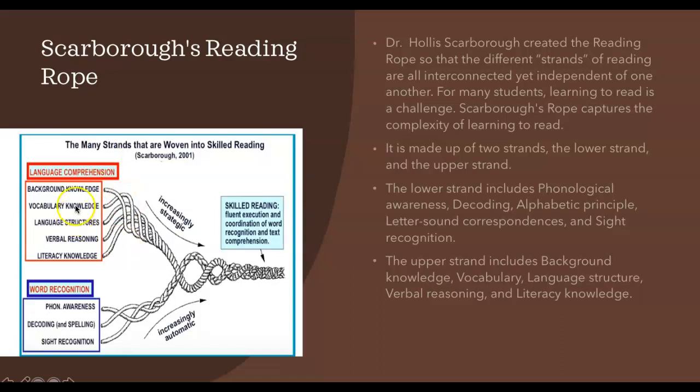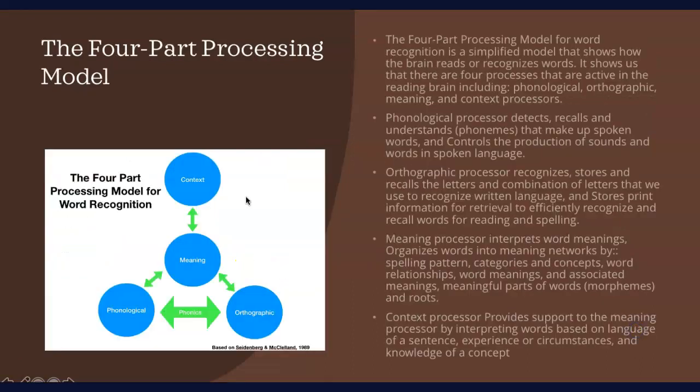For language comprehension, it's background knowledge, vocabulary knowledge, language structures, verbal reasoning, and literacy knowledge, which are increasingly strategic. For word recognition, it's phonological awareness, decoding and spelling, and sight recognition, which is increasingly automatic. Skilled reading, the fluent execution and coordination of word recognition and text comprehension, is towards the main part of the rope.